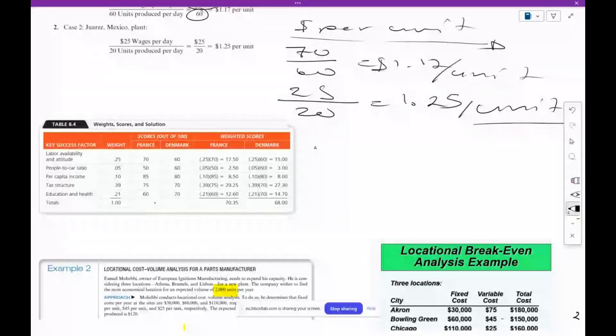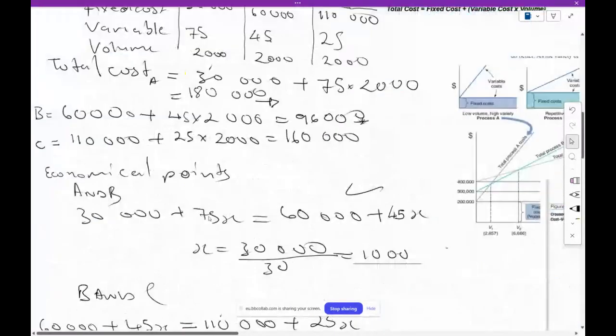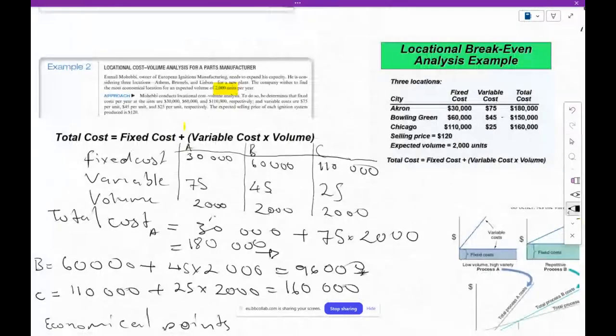When you are using weighted scores, 0.25 multiplied by this and that. And obviously you're going to get these values. At the end, sum them up, you get that. And you choose based on what you are getting there. Okay, next up, we're having this one. Yeah? We just did this last week.